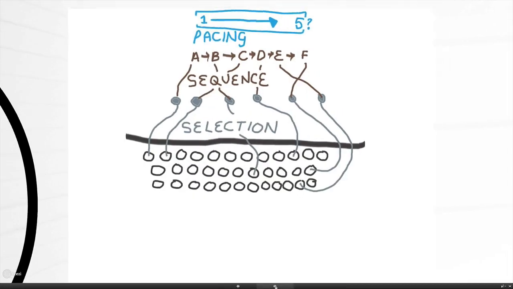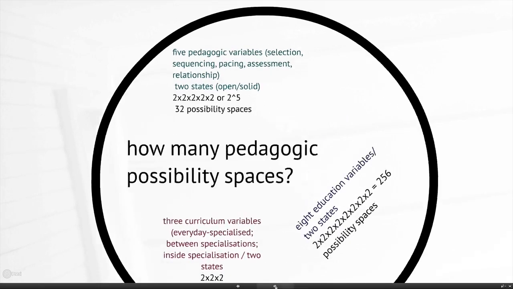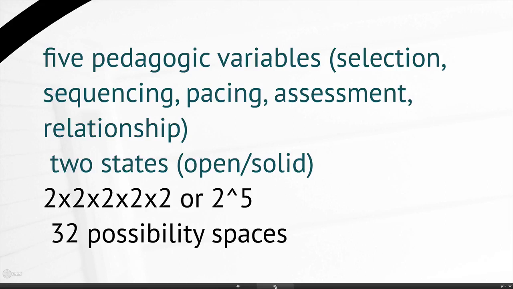You can see what I'm trying to do. I'm trying to say to you, try and imagine what it's like to work with more than just open or closed possibilities for all the variables together. The logic of this works with a very simple mathematical logic, basically an exponential logic, and let me just show it to you quickly.